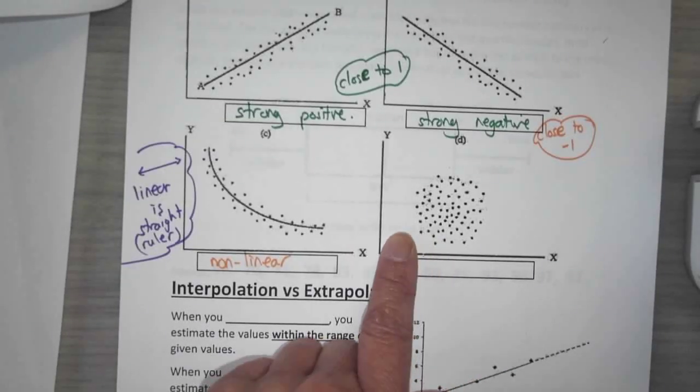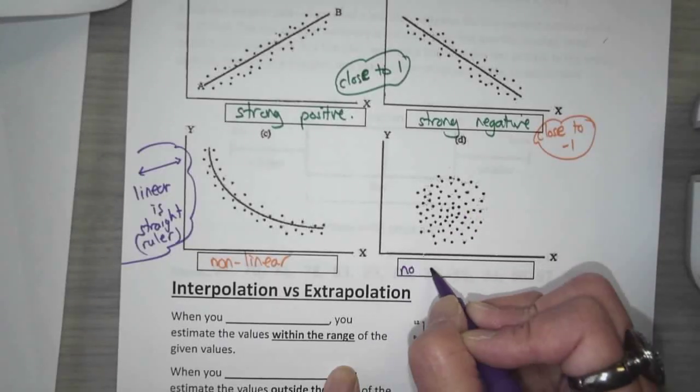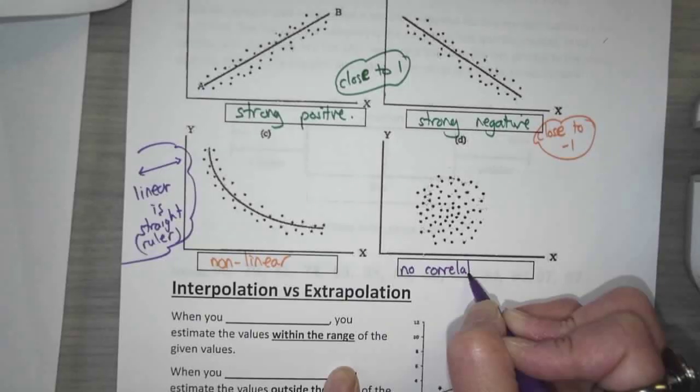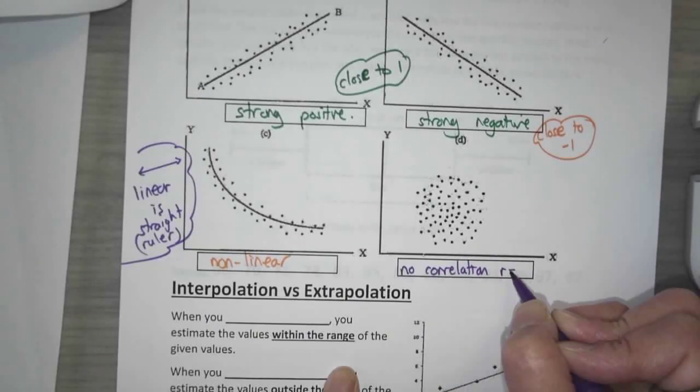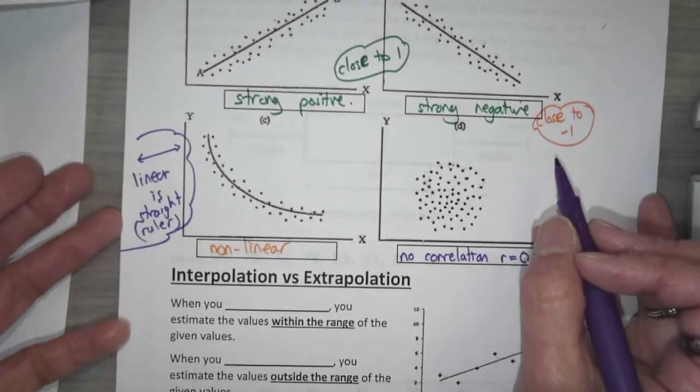This one here, I'm going to go, what? If you get data like this on a science experiment, you would say, what am I going to say? No correlation. R is definitely 0.